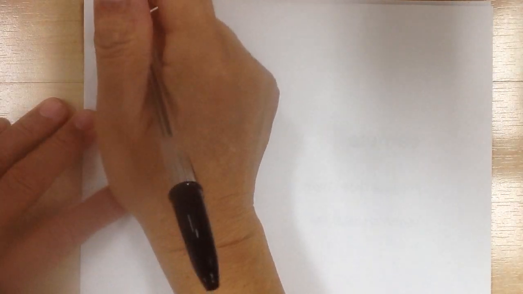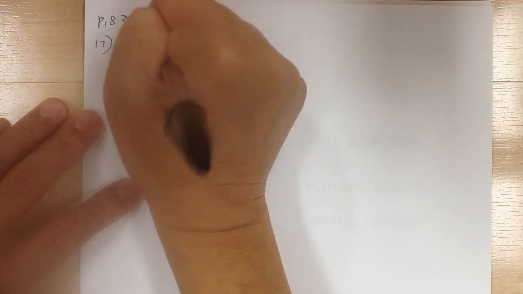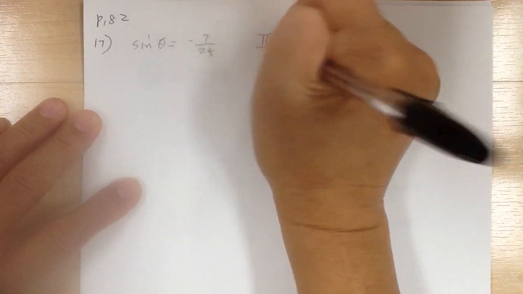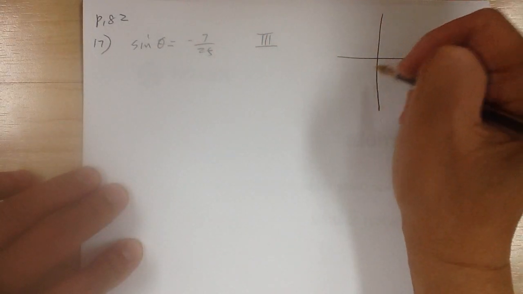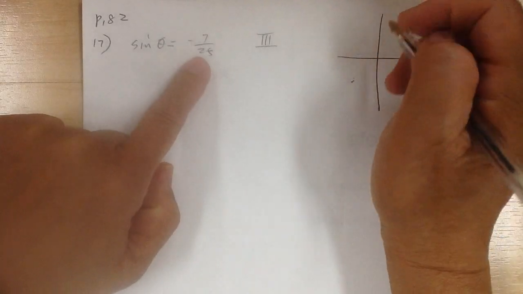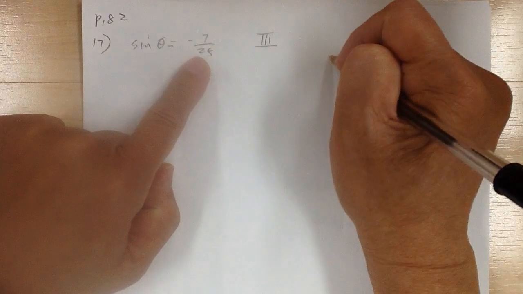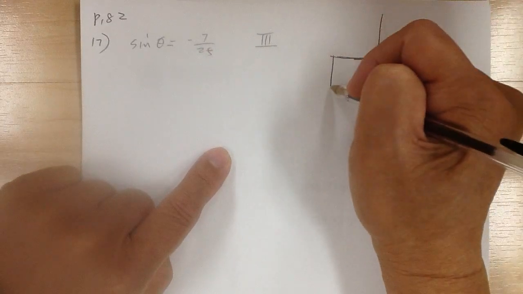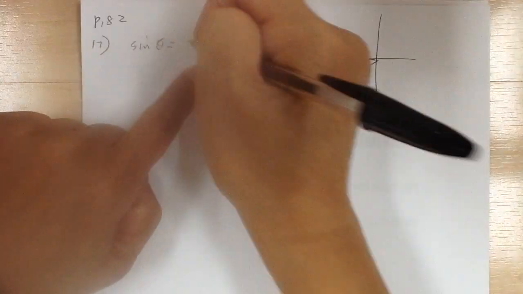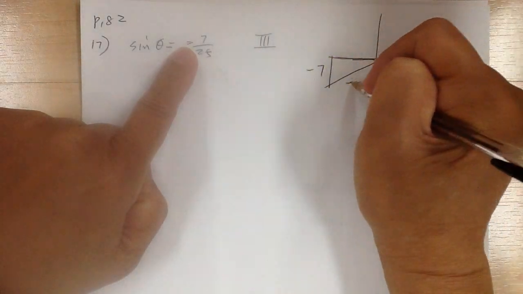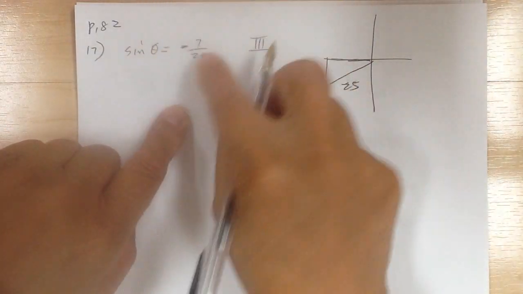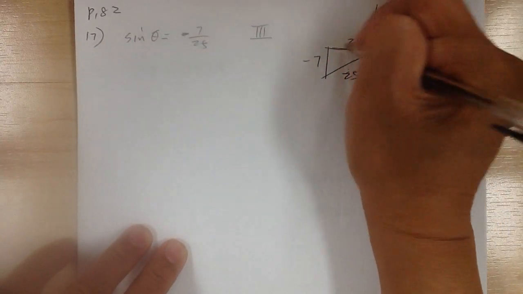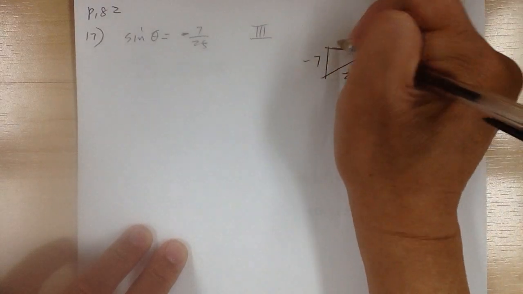Okay, number 17. Here you have sine theta equal to negative 7 over 25. And this is a quadrant 3 angle. So quadrant 3, that's going to be over here, so it's going to be this way, this way. So you have to recognize when you have 7 and 25, it's a 7, 24, 25 triangle. So sine is vertical, so this is -7, and this is 25. So once I get this number, I can get this. So the length would be 24, and since it's going this way, it would be negative.